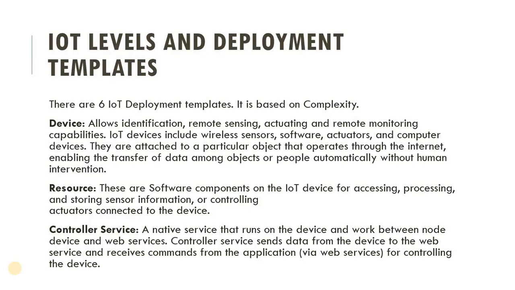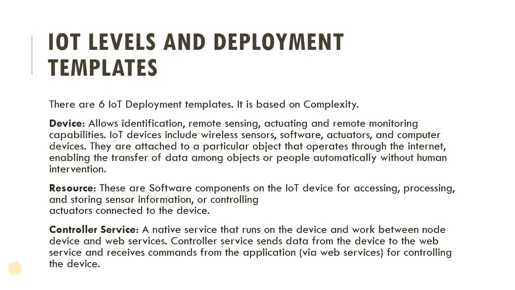In this lecture, we are going to discuss IoT levels and deployment templates. So let's first start with the deployment templates. There are totally 6 deployment templates. It is based on the complexity of the application. So here we can say that the deployment templates means the infrastructure and the configuration of your IoT project.